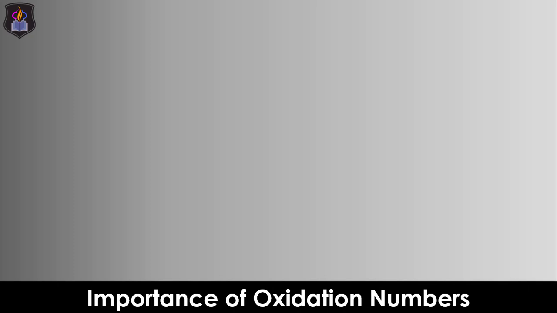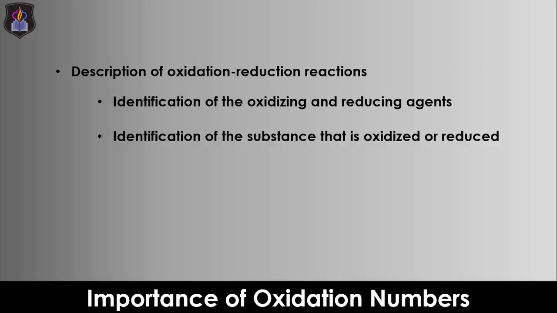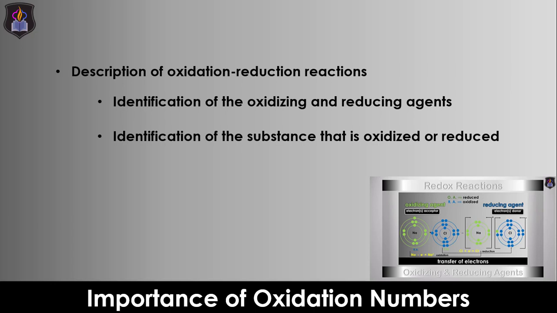Finally, let's look at the importance of oxidation numbers. Firstly, the concept of oxidation numbers can be used to describe oxidation-reduction reactions, otherwise known as redox reactions, such that it can be used to identify the oxidizing and reducing agents and the substance that is oxidized or reduced in a redox reaction. You will have to watch our video on oxidizing and reducing agents in redox reactions to have a better understanding of this.